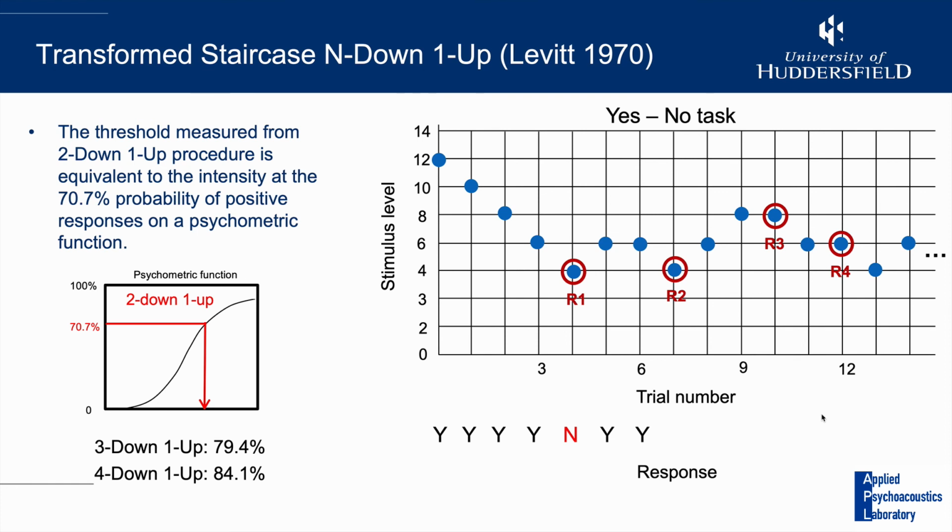The threshold measured from the 2 down, 1 up procedure is equivalent to the intensity at the 70.7% probability of positive responses on a psychometric function, as opposed to the 50% point with the 1 up, 1 down rule.